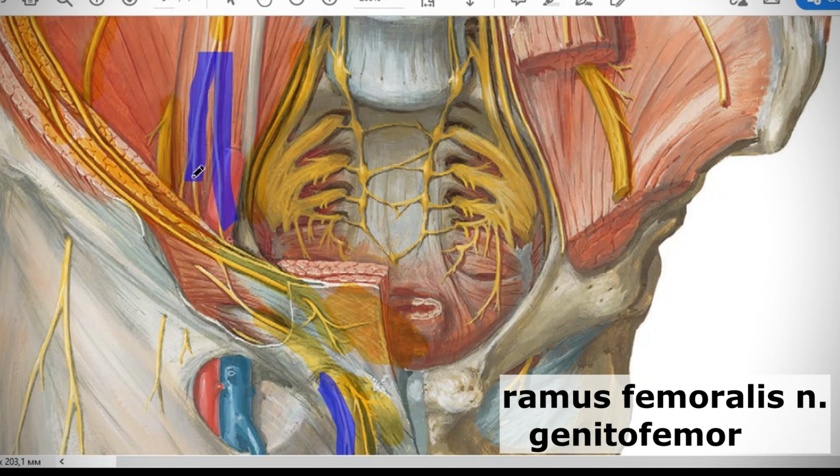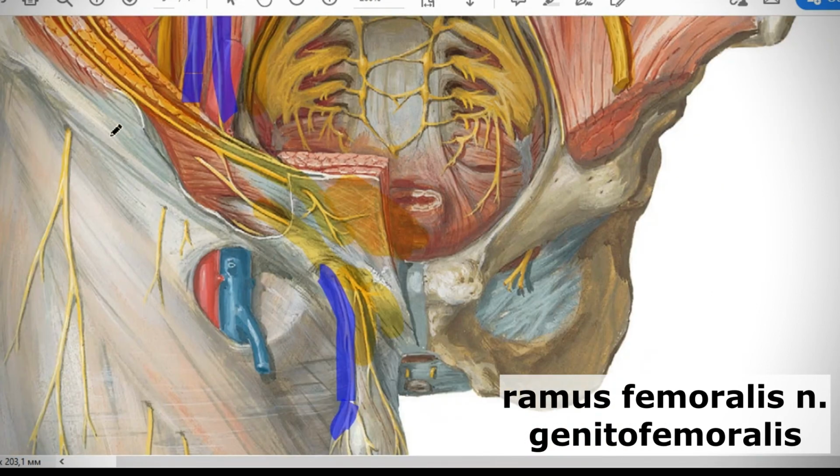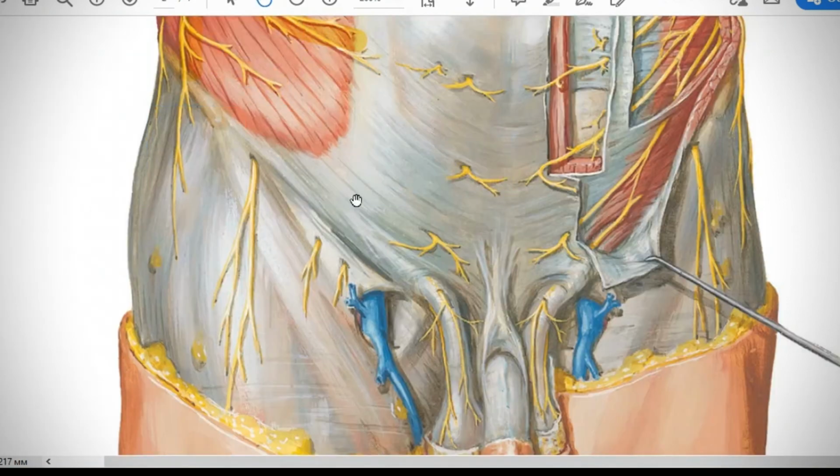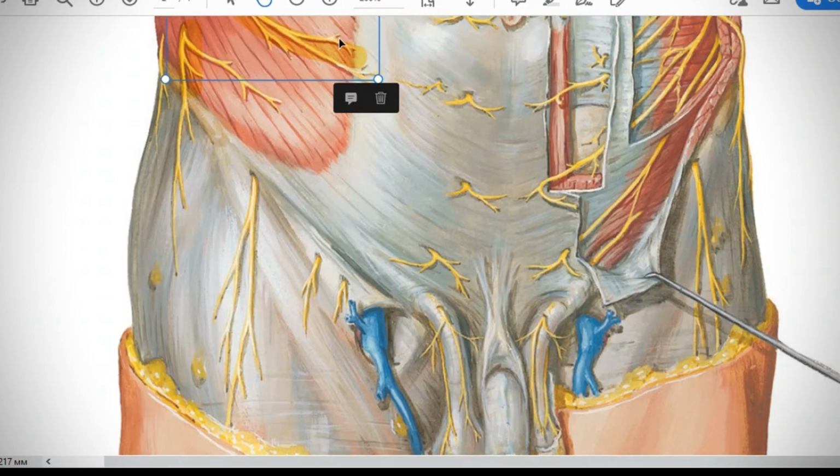Ramus femoralis, the femoral branch, goes to the lateral side and also goes under the inguinal ligament in the lacuna vasorum. It goes in the lacuna vasorum laterally from arteria femoralis, and there it goes under the skin. It supplies skin straight under the inguinal ligament, in the area of the hiatus saphenus. So now you know the branches, the nerves of the lumbar plexus that supply the area of your abdominal wall and thigh.